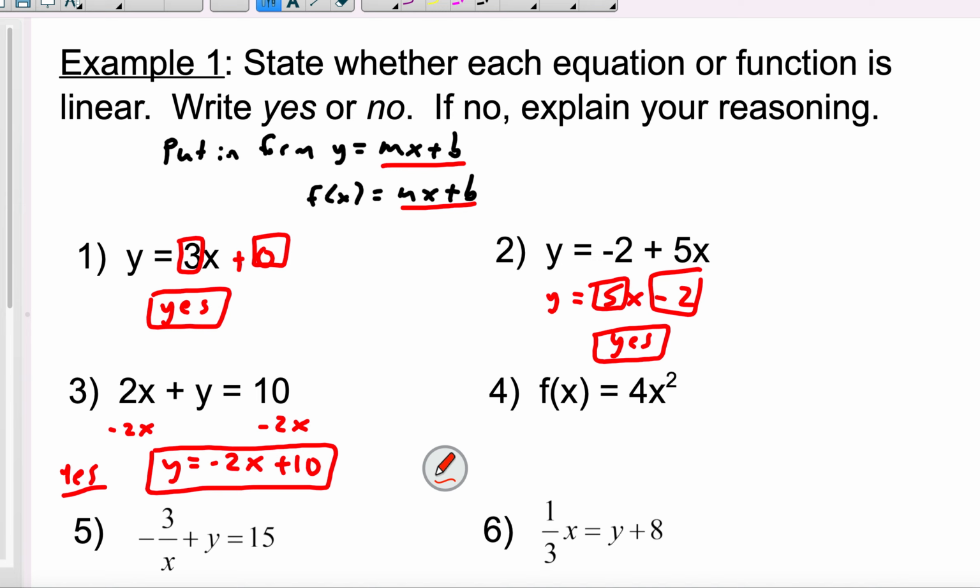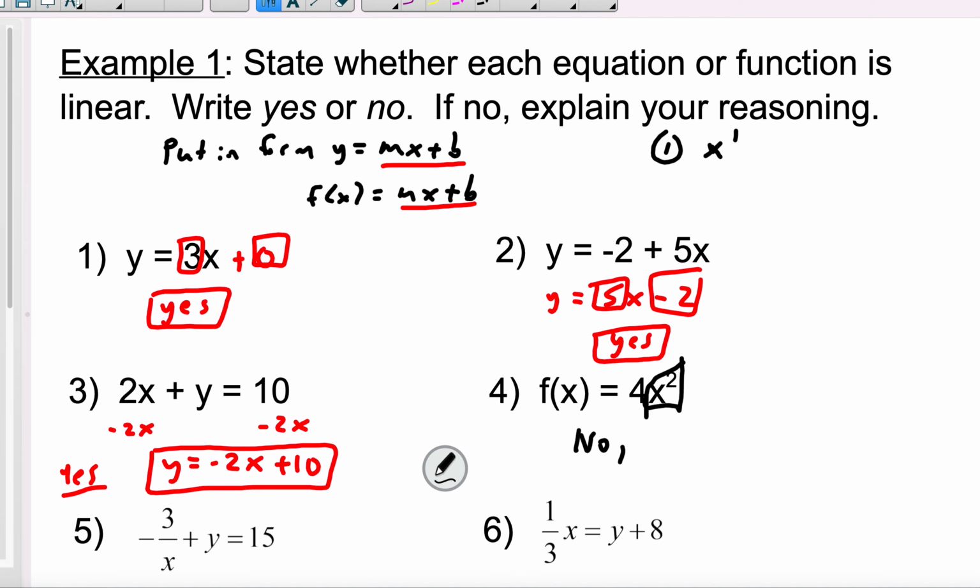What about number 4? Number 4 has an x squared in it. So it doesn't have an x to the first. One thing we're always looking for is, can we put it in y equals mx plus b form, and is it x to the first power? Well, this one here is x to the second power. So we're going to say no, this is not linear.